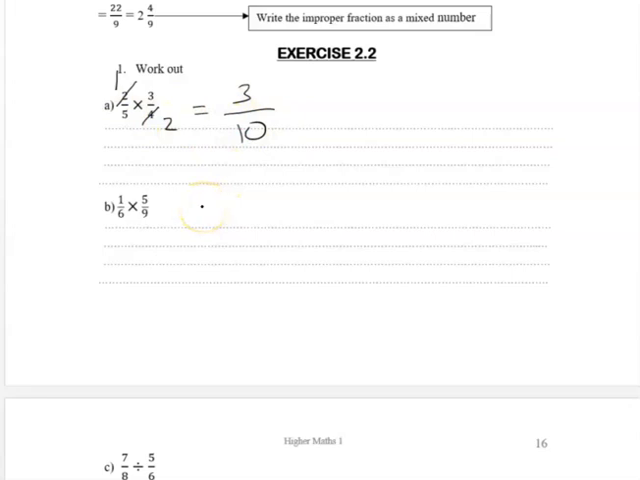And in some cases you can't simplify, such as in question 1b. So what we're going to do is just simply multiply the numerators and the denominators. So 9 times 6 is going to give us 54.